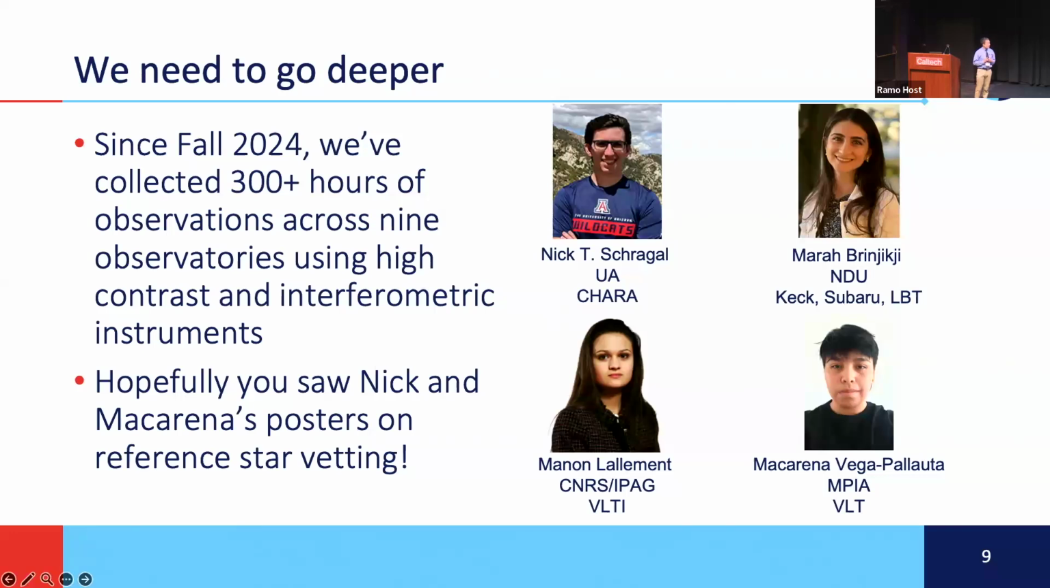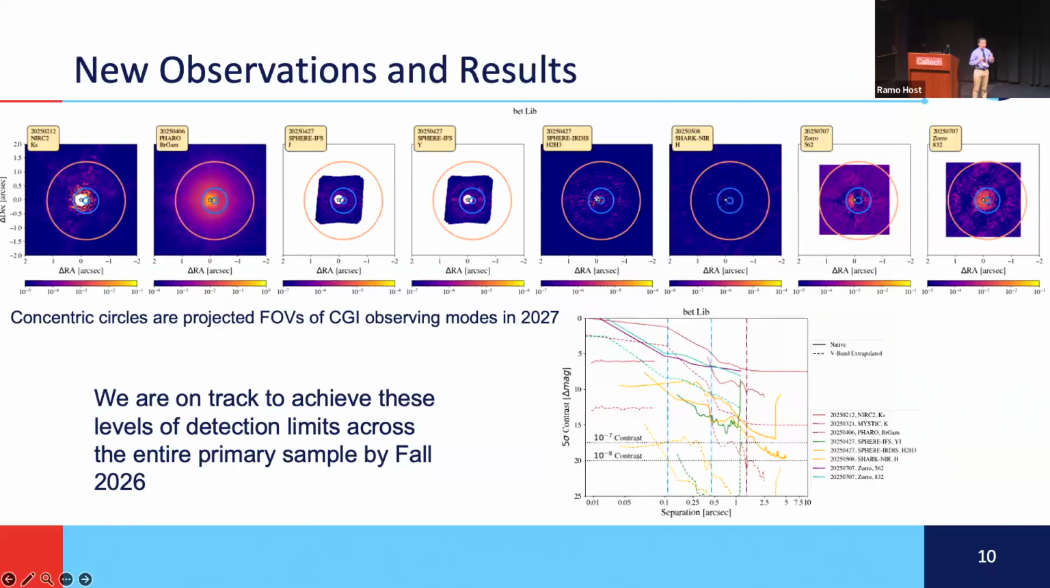We've been collecting all of this data, and I want to highlight the work of some early career researchers here who are specifically leading some of these observing programs and working on this data. Nick and Macarena are also here at this conference. They had posters up the past couple of days, so hopefully you got to see those as well. And with all of this mountain of data that we have, we can now start to really assess reference star suitability for our observations.